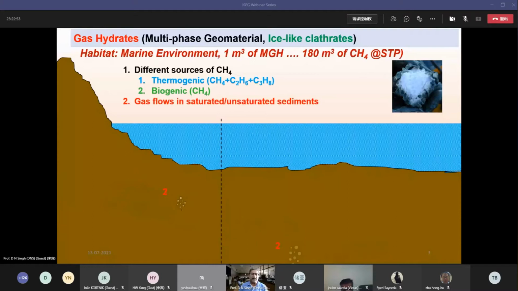What are the challenges, and where can we collaborate and work together? Particularly for those of you who are initiating your research in this area, challenge number one is how to synthesize the hydrates in the laboratory. Because you must be realizing that once we talk about the source of methane gas, which is either thermogenic or biogenic, the question is how this gas migrates into the sediments. And this becomes a beautiful example of gas flows in saturated and unsaturated sediments.